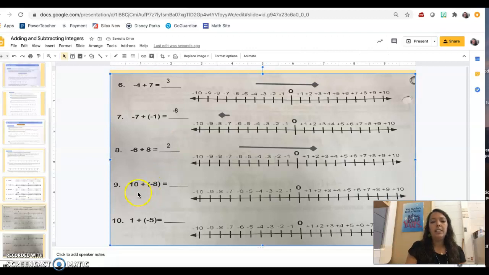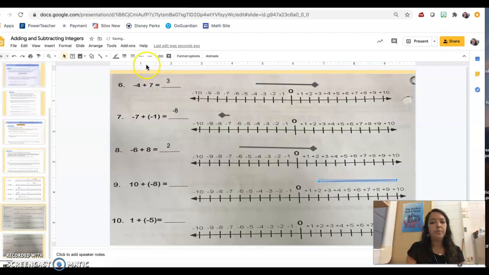Okay. 10 plus negative 8 would be positive 10 plus a negative. That means you're going left 8. We're going to start at 10 and go left 8. 1, 2, 3, 4, 5, 6, 7, 8. And we ended at positive 2. If you look at the question right here, since they're different signs, we subtracted and we kept the sign of the bigger absolute value. So that would be positive 2.